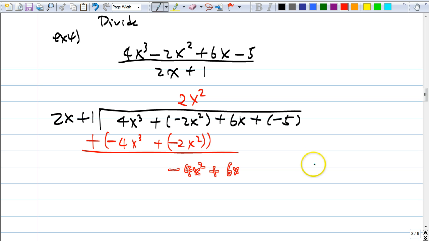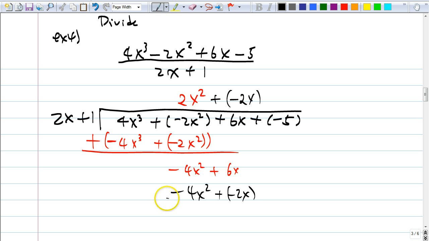Any question? Is that okay? So then, what do I need to do? Now, how many times does 2x go into negative 4x squared? Negative 2x. Okay, thank you. I need negative 2x. Therefore, that's how I get negative 4x squared, right? So then, when I do that, I get negative 4x squared plus negative 2x. Isn't that right? But I am subtracting this whole thing, am I not? So let's subtract this whole thing.